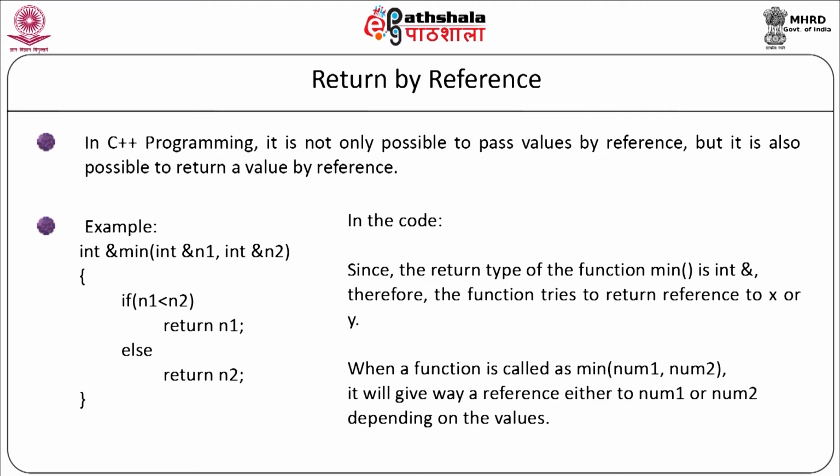We will start with the body of the code. If n1 is less than n2, then return n1, else return n2, and our code will end. In the above code, since the return value of the function minimum is an integer reference, the function tries to return a reference to x or y. When the function is called as minimum(num1, num2), it will give a reference either to num1 or to num2 depending on the values.